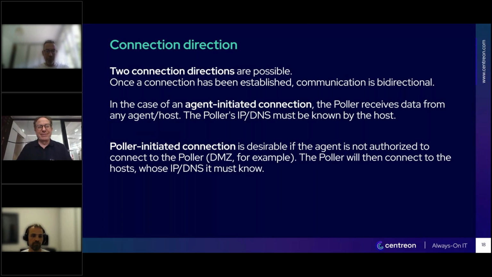That's the first case. In the other case, the poller is the client, and the agent is the server. Here, the poller will connect to the agent, and it can be useful in a lot of cases, but the more common one for me will be the DMZ. For example, in this case, the host will not be able to communicate with an external machine.